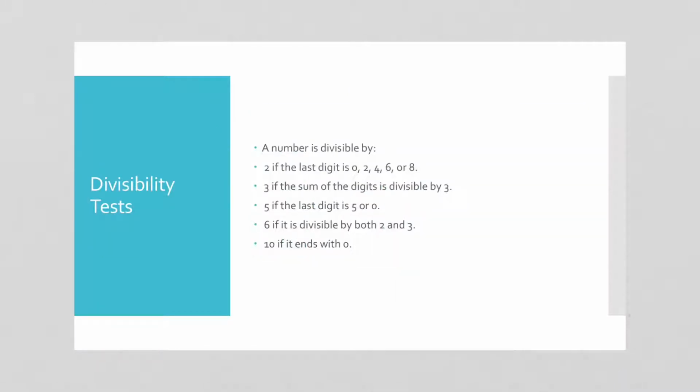Okay, so we have things called divisibility tests. And so it says here a number is divisible by 2 if the last digit is 0, 2, 4, 6, or 8. So if it's even, it's divisible by 2. It's divisible by 3 if the sum, which means add, of the digits is divisible by 3. 5 if the last digit is 5 or 0. 6 if it's divisible by both 2 and 3. And 10 if it ends in a 0.